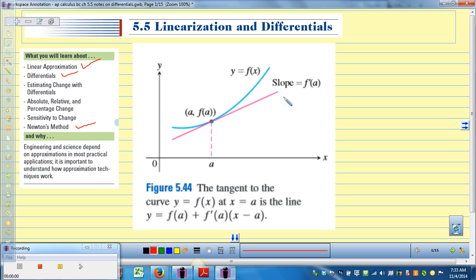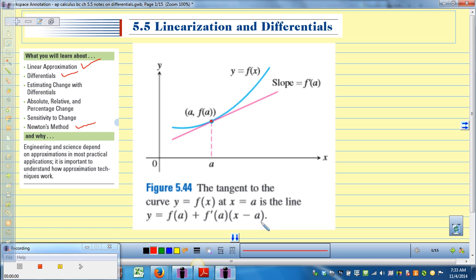So, take a look at this picture. We have the point A, f of A, and let's make sure we understand what is written down here. The tangent to the curve y equals f of x at x equals a is the line y equals f of a plus f prime of a times x minus a. Where is all that coming from? Where is that information coming from?